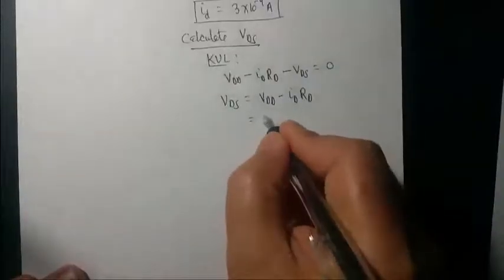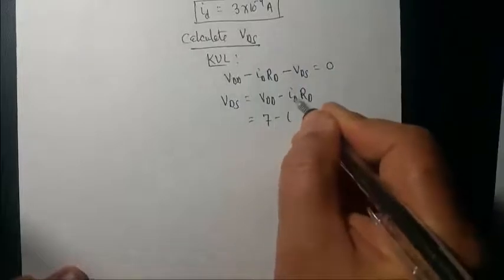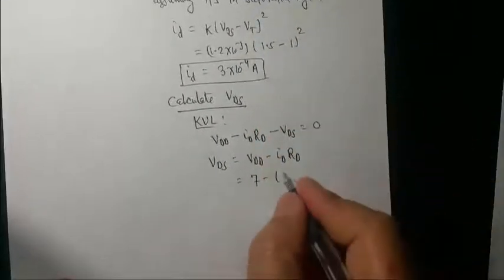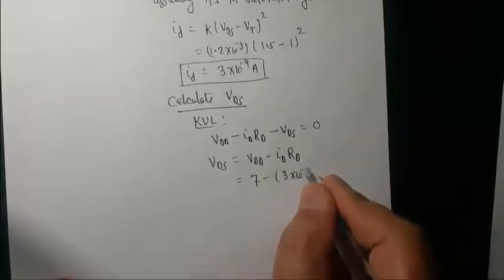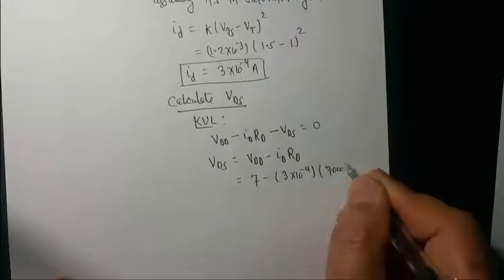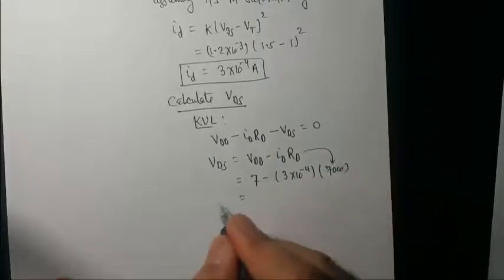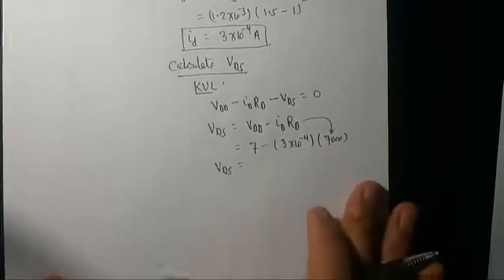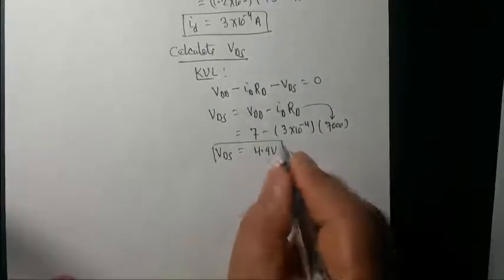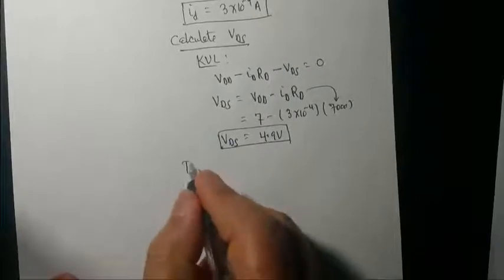So VDD is 7 volts. The drain current we have just calculated here is 3 × 10⁻⁴. The RD is 7 kilo ohm, 7,000. That's given, 7 kilo ohm. So once you calculate that, you're going to get 4.9 volts. Okay, and let's test.